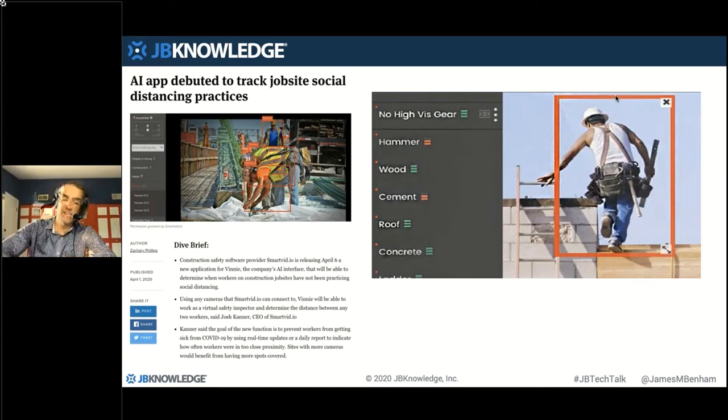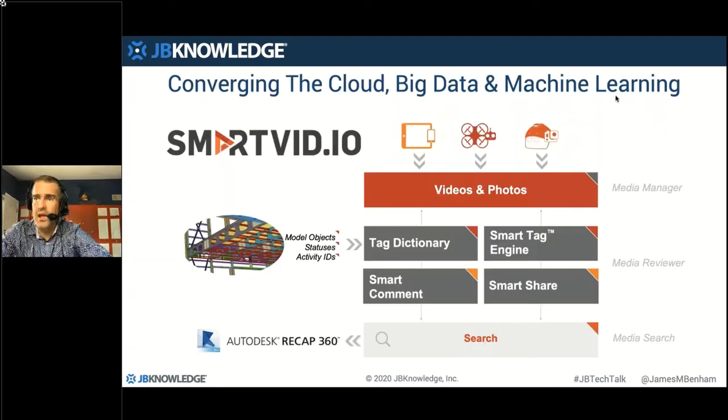You can see that this is a screenshot from that software. You can see that it identified there's a hammer, and there's wood, cement, roof, concrete, and that the worker has no high-vis gear on. So it does some really interesting things by taking iPad and iPhone pictures, drone photography, hard hat cameras, and combining them together into one imaging system, and then automatically tagging that content. And then integrating it with things like Recap 360, BIM 360, Procore.